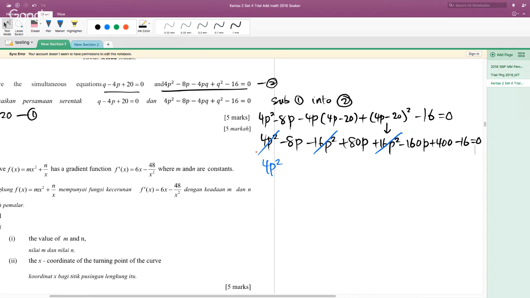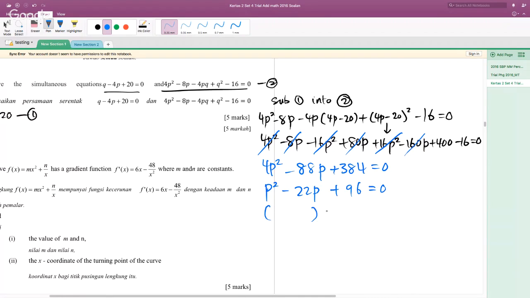Then we solve our p. We have 80p here, and minus 160p, so we get negative 88p. I hope I don't make any mistake here. We have 400 minus 16, so we should have 384 equals 0. Then I divide by 4 for every term, and I hope I can get a very nice number. So I have p squared minus 22p plus 96, after dividing the whole equation by 4.